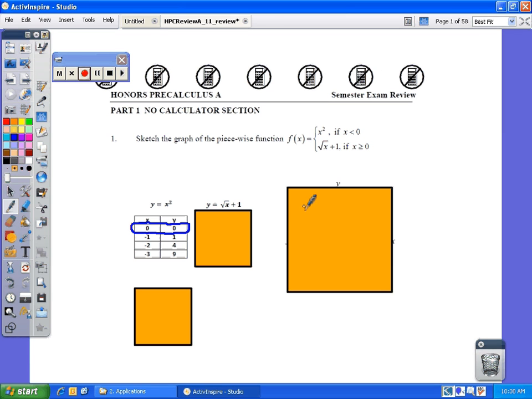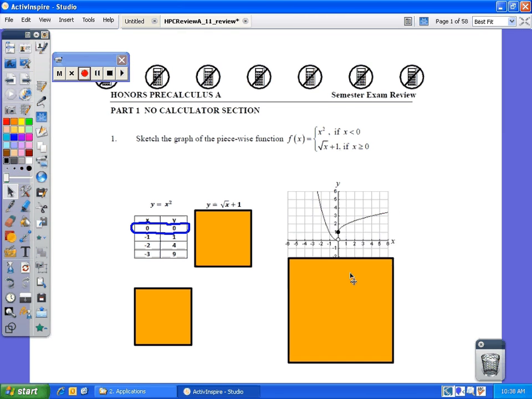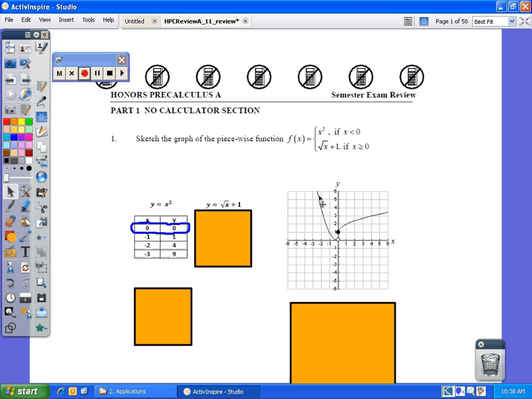So in my graphing, I know the shape of the graph will be a quadratic or a curved line, not a straight line. So taking the points from my table, I plot, and I see that the first point is at the origin, and it was not included according to the description of the domain, so I will keep it open. For my second piece, I have a radical equation.